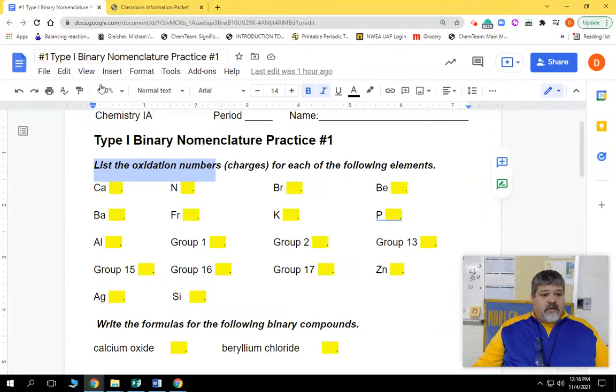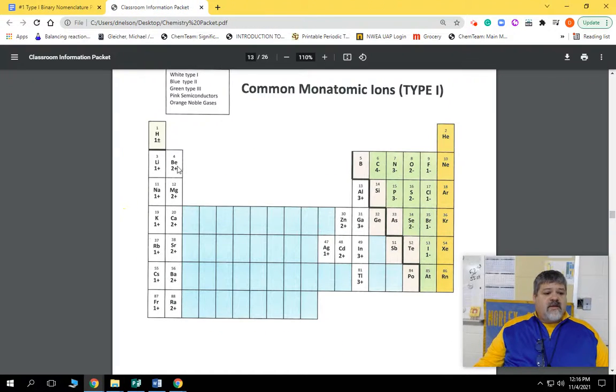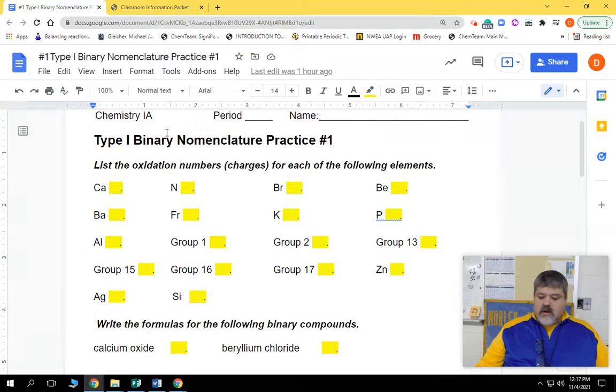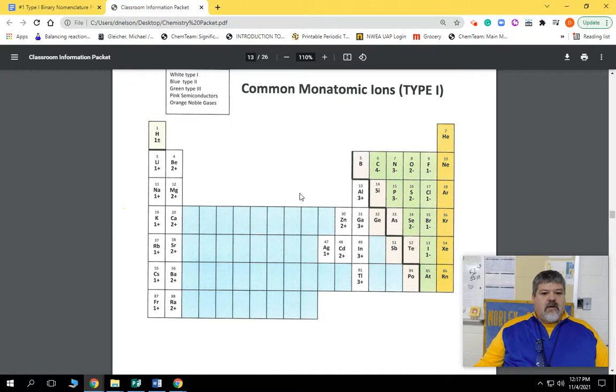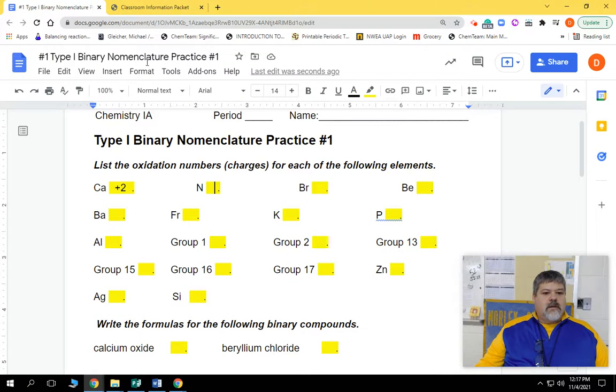So let's go back to the first question. We can go to calcium. Okay, so we have Ca. We find Ca. Ca is calcium right here, so its charge is plus 2. So go back here and we can put in a plus 2. We go to nitrogen. N, let's go back here. N is above there, so it's a -3. And we put a -3 in.